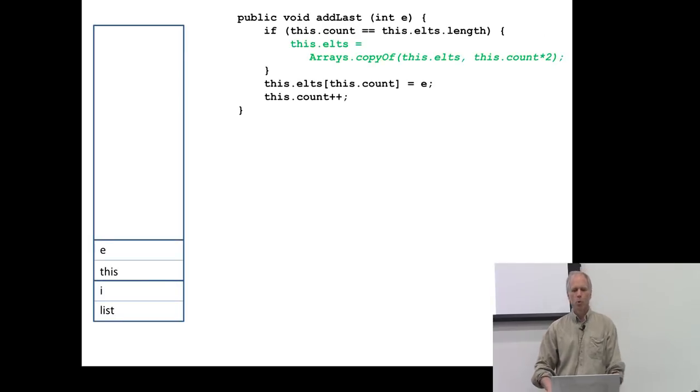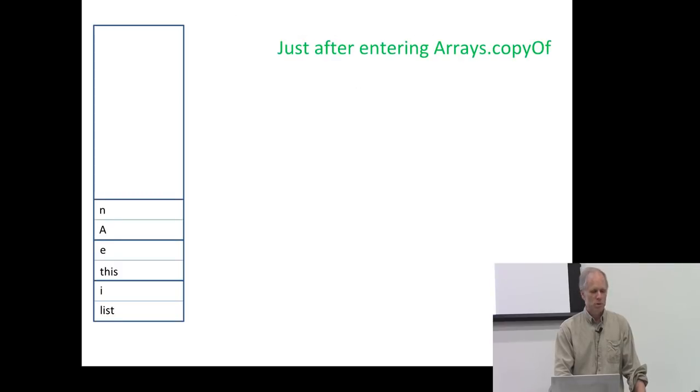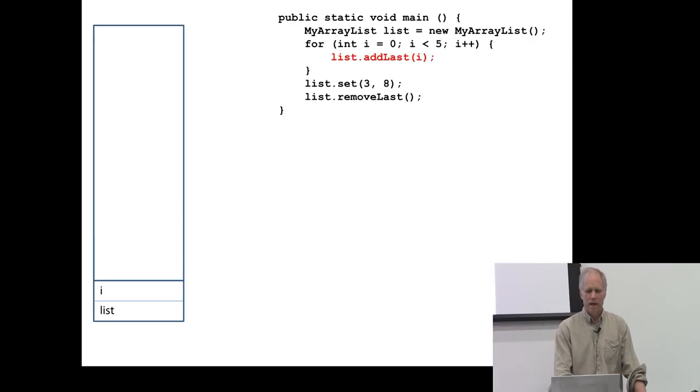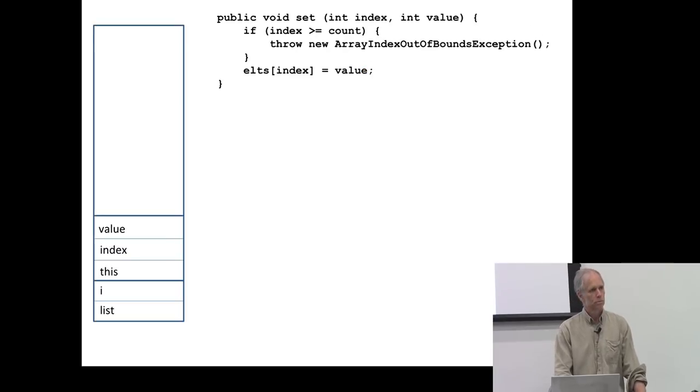we finally get to the point where our array is full and we have to do the doubling. What happens here is we call the copy of method. I'm just speculating what its parameters are called. So now we've got three stack frames pushed up. Then it returns. We return from add last. Then we have to call the set method, which involves a push.